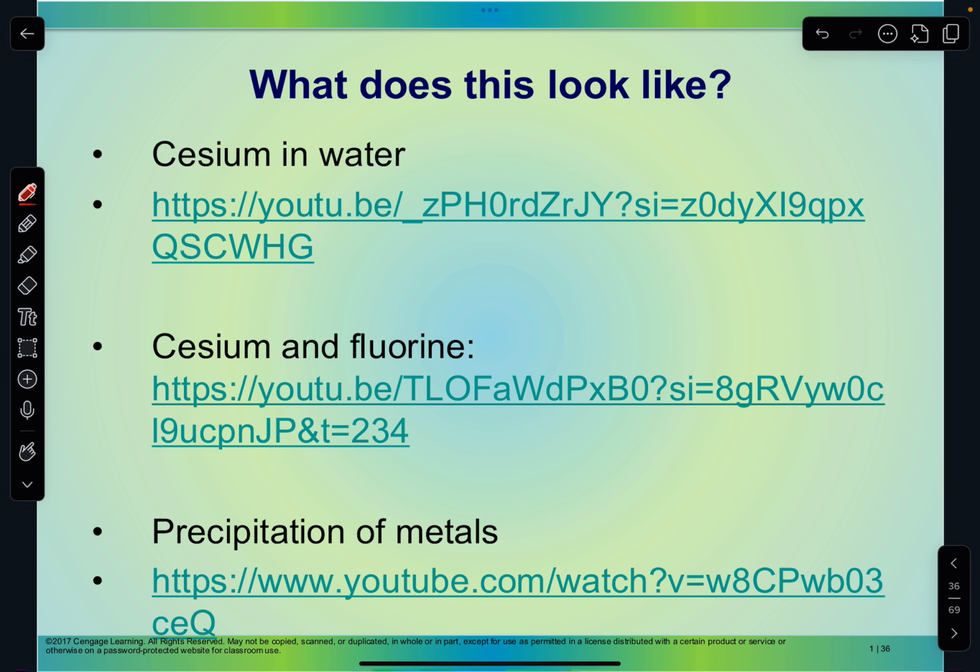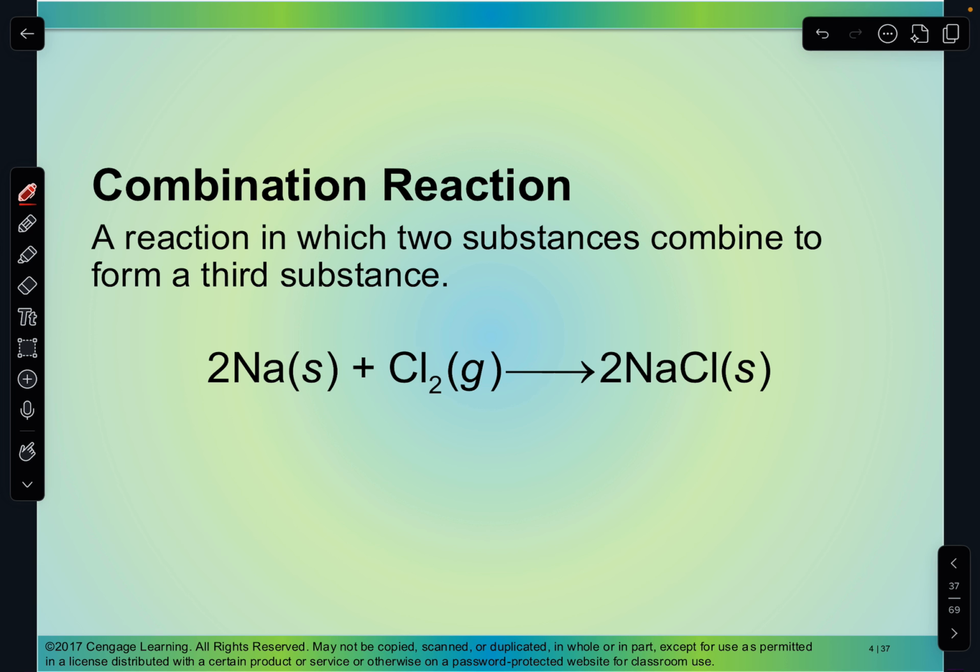Okay, now I'm gonna skip these for now because these are already on YouTube, but the slides are up so you can look at them yourself. Okay, so let's talk about a combination reaction. We have two substances that combine to make a third. Both of these are going to have oxidation states of 0. Then we get a +1 and a -1.